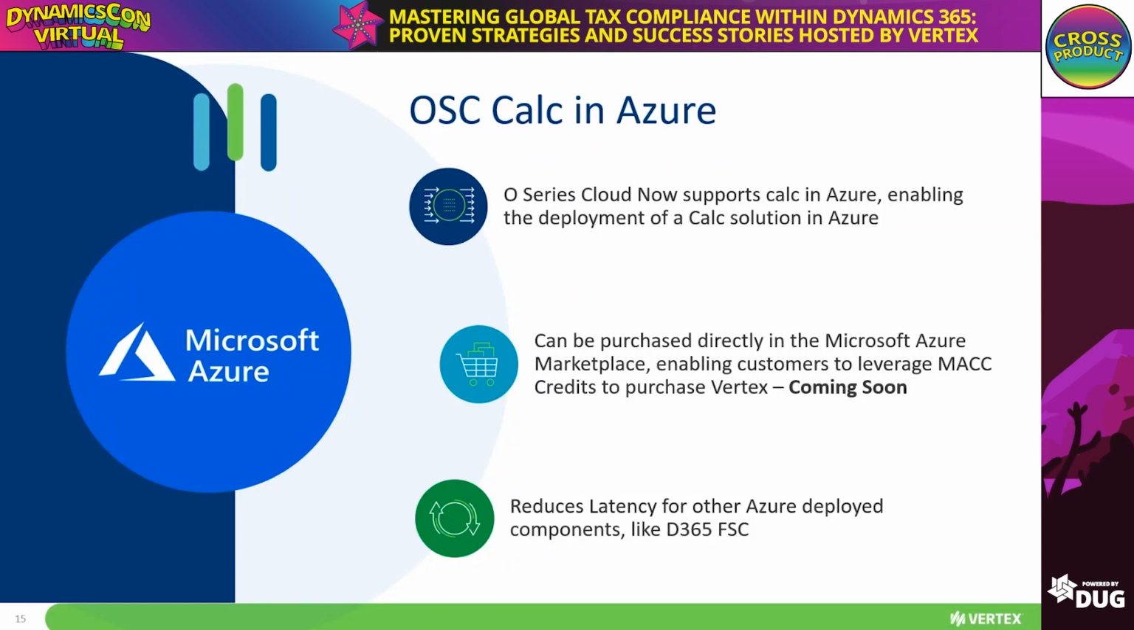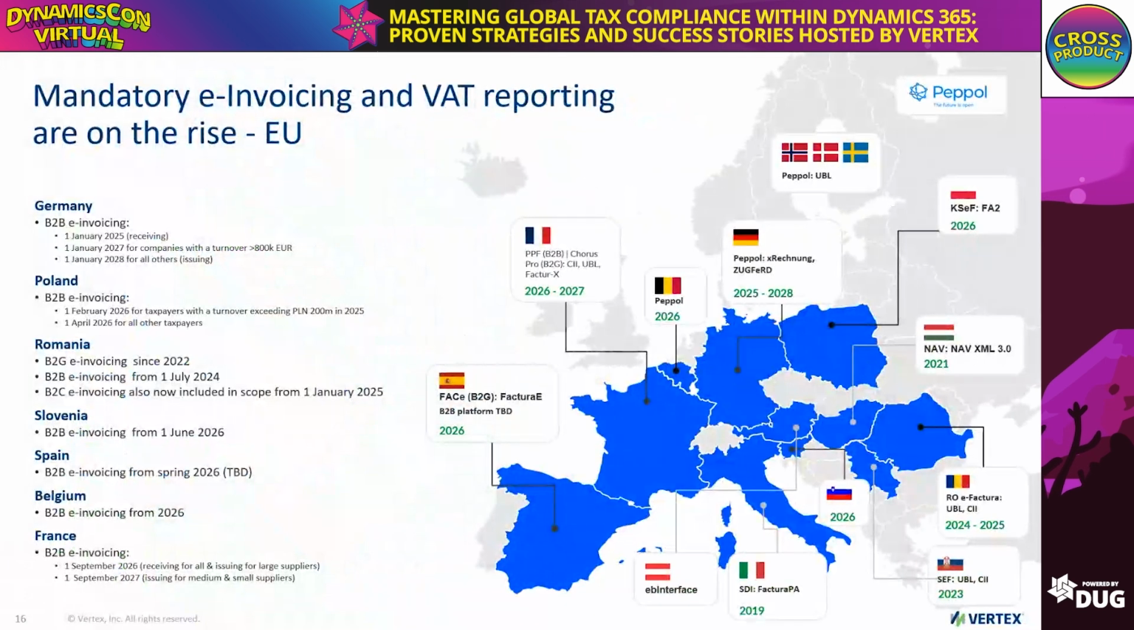And then it also is going to reduce latency. So this means that, you're obviously a Dynamics shop. Dynamics is going to be in Azure. We can put O Series in Azure right next to it and optimize that performance. Last but not least is e-invoicing.